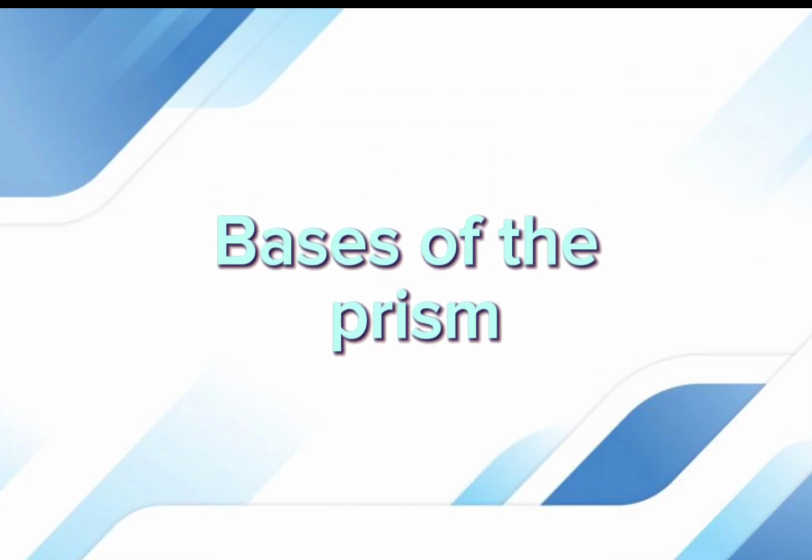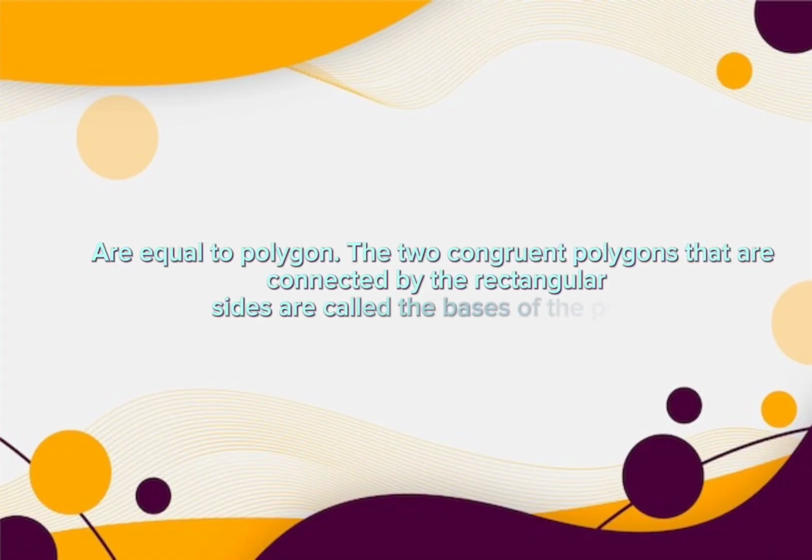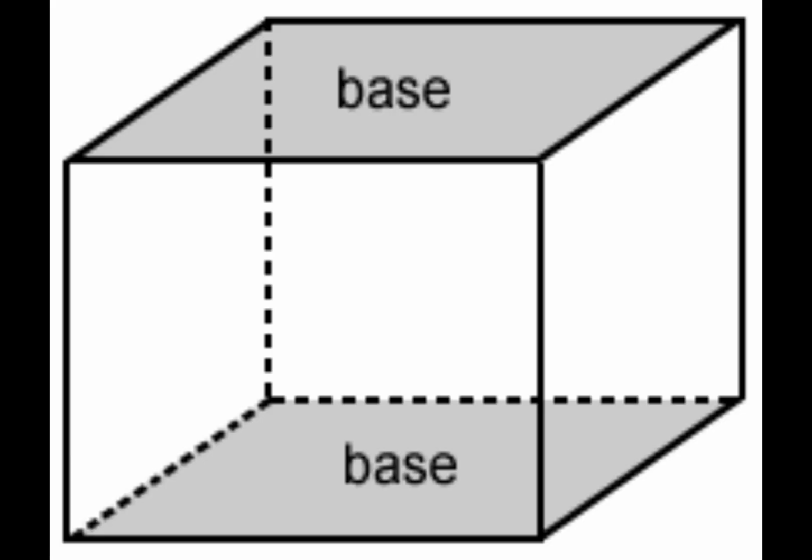So let's move on to the bases of the prism. These are equal polygons. The two congruent polygons that are connected by the rectangular sides are called the bases of the prism. We usually classify prisms by the shape of their bases, for example, in this photo.